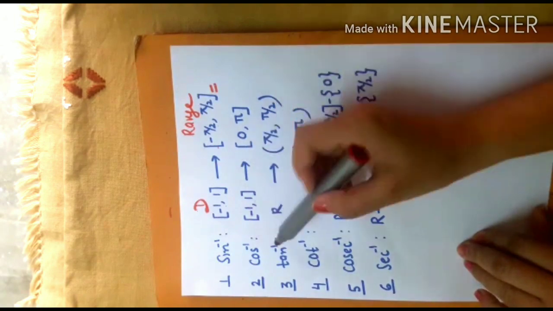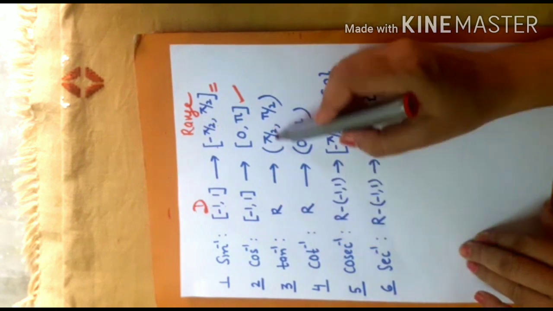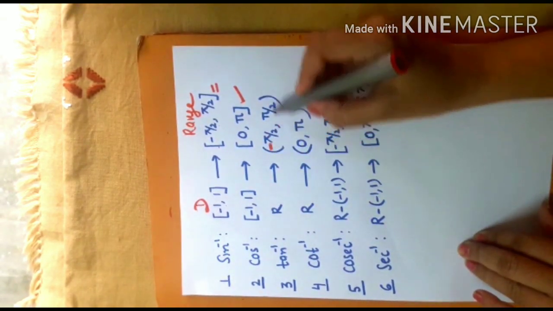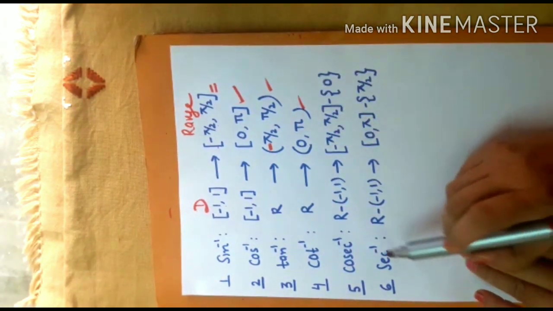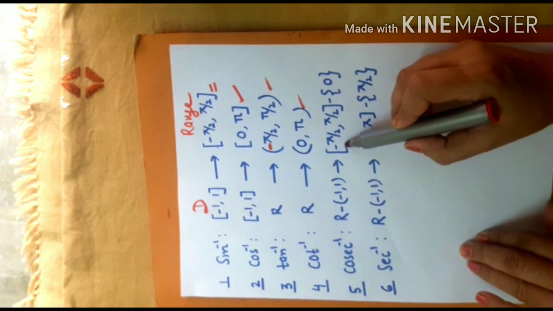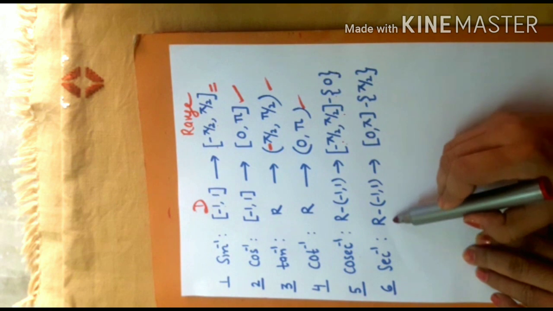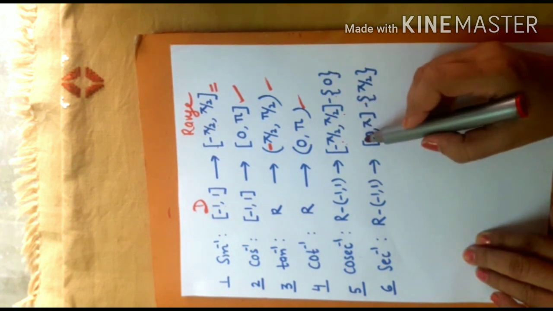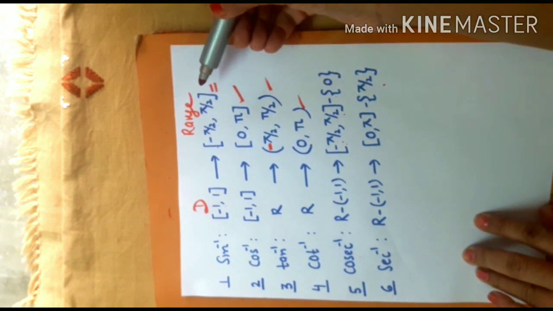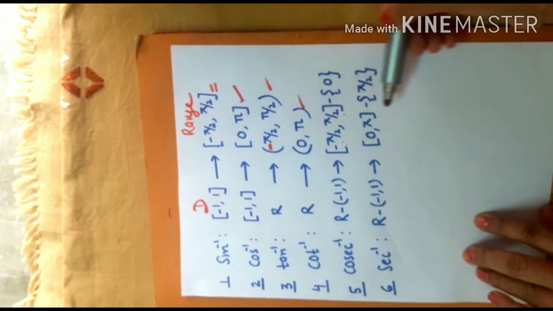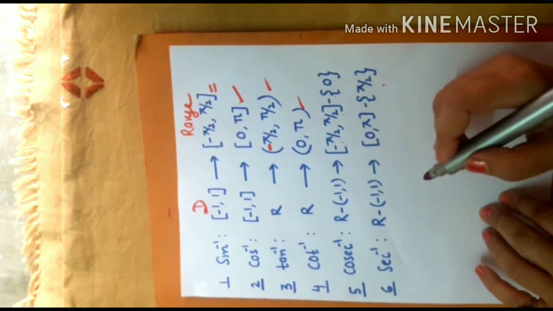Similarly for cos inverse, principal value branch is the closed interval 0 to pi. For tan inverse, it's open interval minus pi by 2 to pi by 2. For cot inverse, it's open interval 0 to pi. For cosecant inverse, it is the closed interval minus pi by 2 to pi by 2 excluding 0. And for secant inverse, the principal value branch is closed interval 0 to pi excluding pi by 2. And you have to keep in mind the principal value branch. It is very important. So learn them by heart.